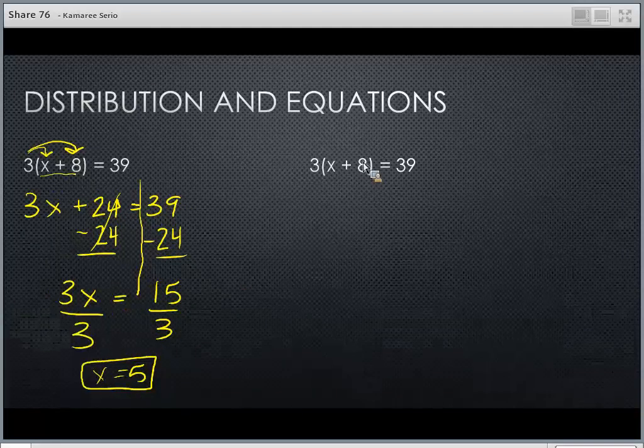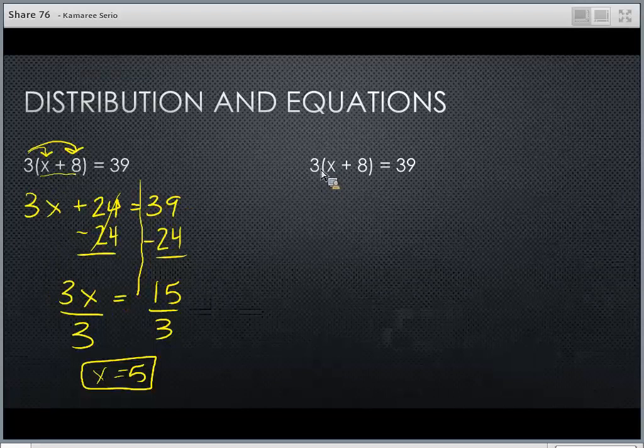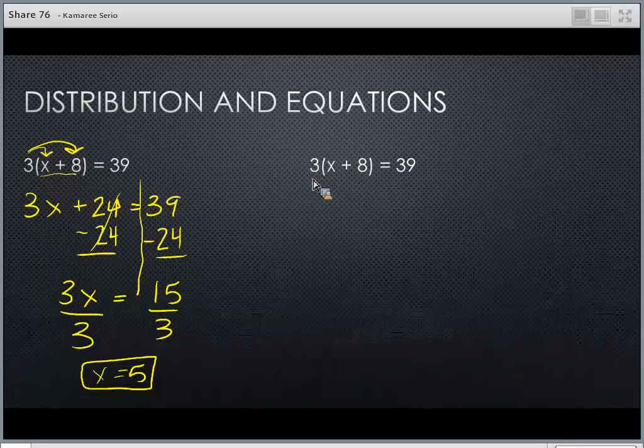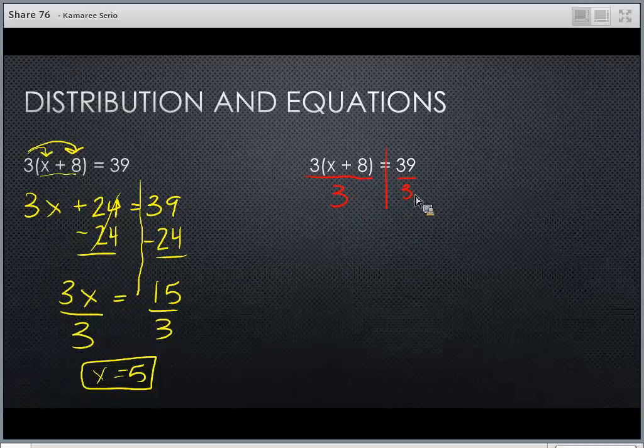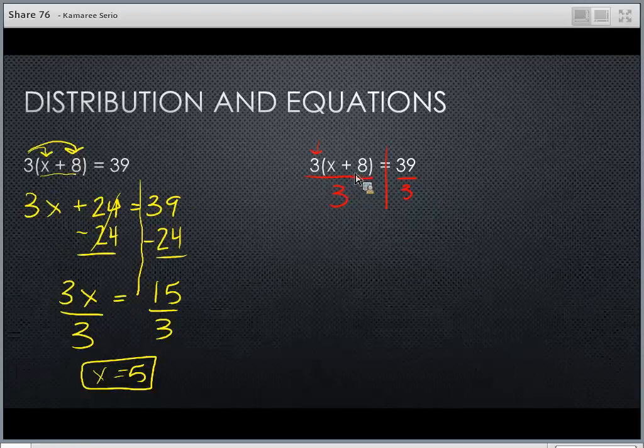Okay, now for this one here, there's another way that you can do this. This 3 outside of the parentheses here, I can get rid of it. This 3 is technically being multiplied to everything in here. So the opposite of multiplying by 3 would be dividing by 3. So if I divide this half of my equation by 3, again, I need to do the same thing to the other side. Now, when you do it this way, the only thing that is being divided by 3 is this out here. Anything that's inside the parentheses is not being touched.